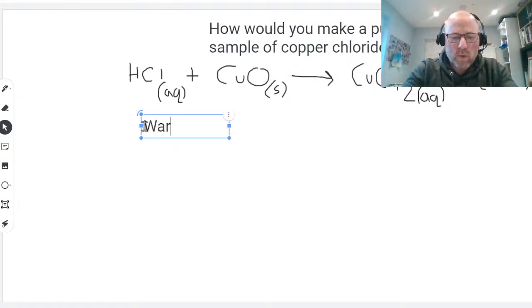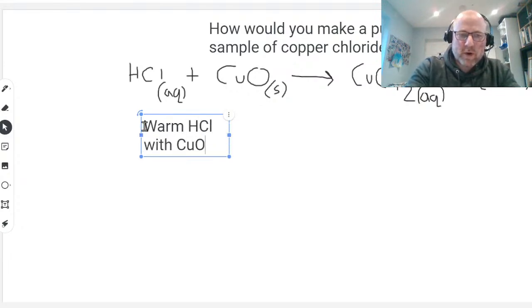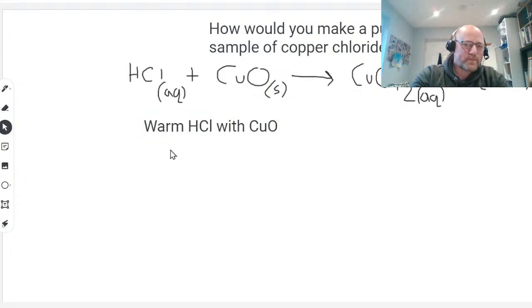I'm going to say warm HCl with copper oxide. Now, to make copper chloride, I could have used copper carbonate, CuCO3, just as good to use. It's a solid, but I'm using copper oxide. It's a solid base as well. With carbonates, you're just going to get the bubbling from carbon dioxide as well, but it's perfectly okay. So I'm going to warm these two together.